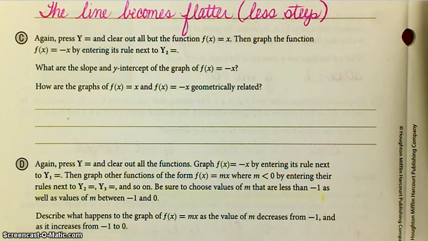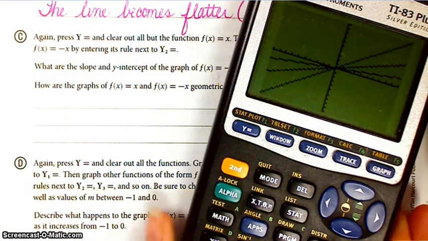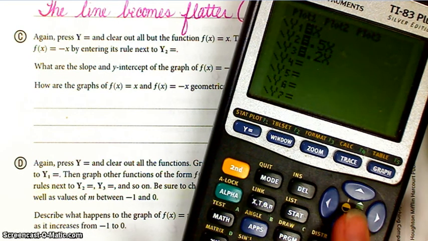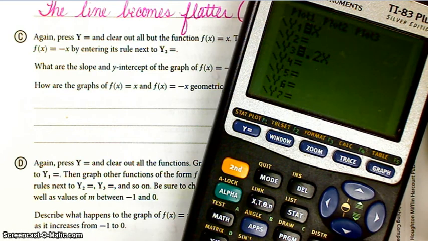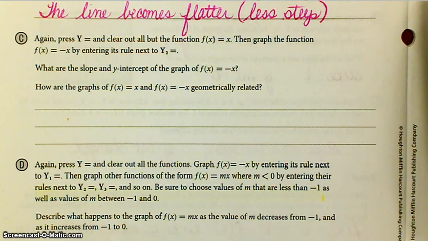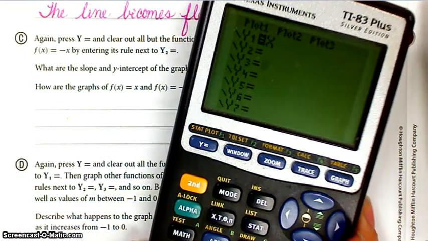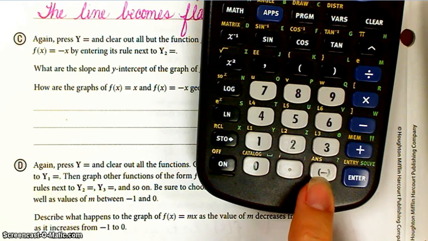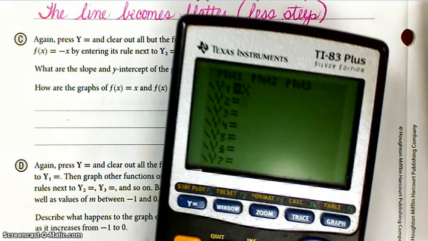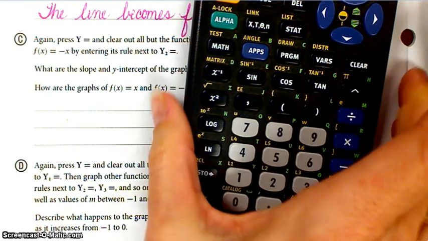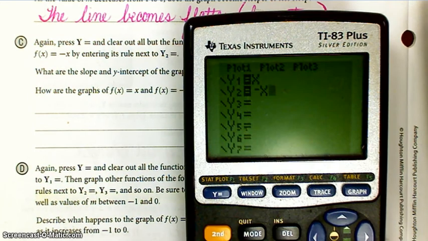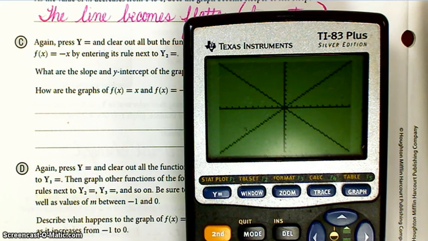It says, again, press the y equals and clear out all but the parent function. So I'm going to go to y equals, leave the parent function, y equals x. We're going to leave that one, but we're going to clear this one and clear this one. It says, then graph the function f of x is equal to negative x. So that's going to be our y2 line. Make sure the calculator needs you to use this for your negative sign. So if you want a negative x, you hit the negative and then the x. And then graph to see your lines. There's the first one, there's the second one.